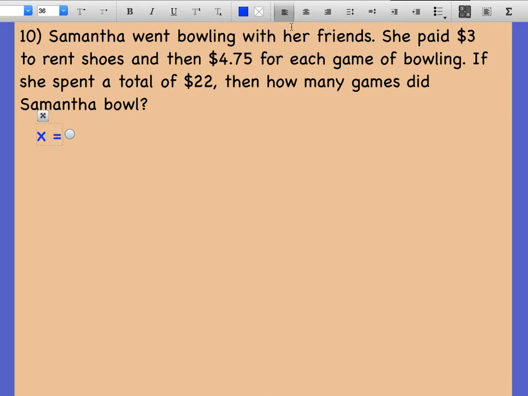So what are we trying to find? It says, how many games did Samantha bowl? So x equals number of games bowled. That's what we're trying to find. All right, so when I'm looking at my information here, $3 to rent shoes and $4.75 for each game. That means $4.75 times the number of games. And then when you rent shoes, think about it. When you go bowling, you pay the rental fee once when you're there. And you have the shoes for the whole time you're there. And her total is $22.